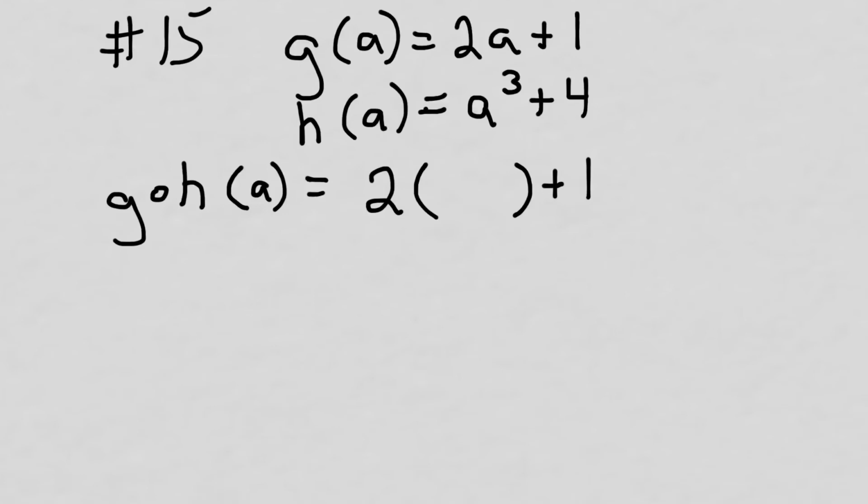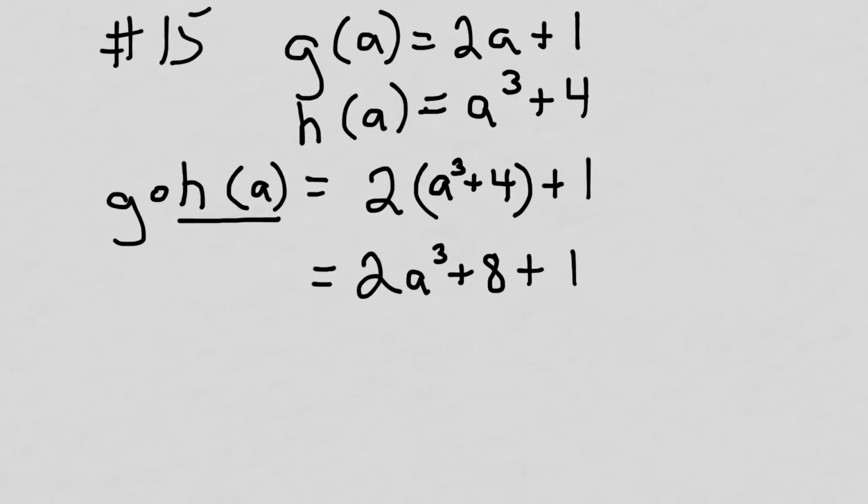Number 15. In this one, we are going to put h of a inside of function g. So I'm going to put h inside of it. That's the a cubed plus 4. This one actually turns out to be a pretty easy one. 2 times a cubed is just going to be 2a cubed. 2 times 4 is going to be plus 8 plus the 1. And we end up with 2a cubed plus 9.